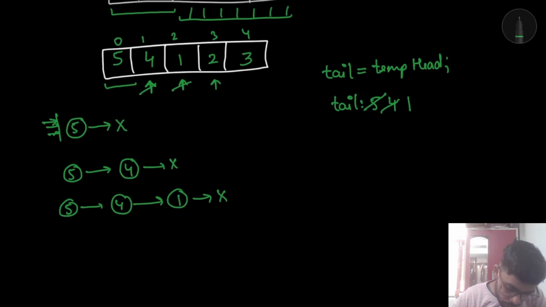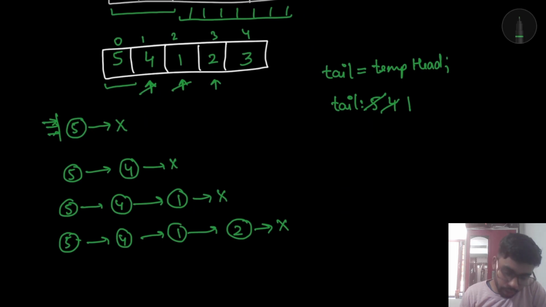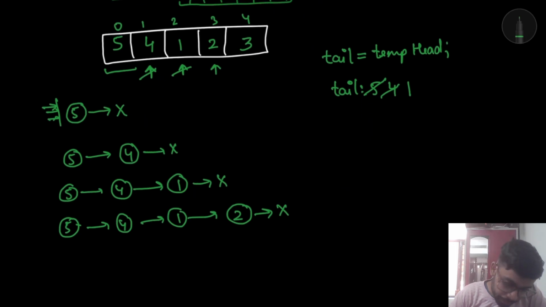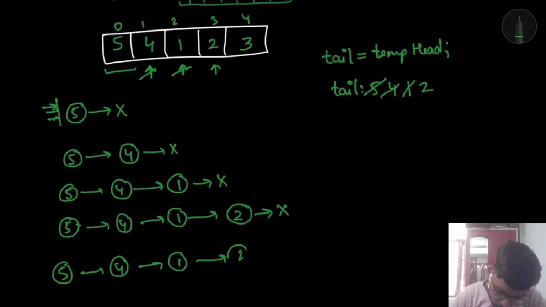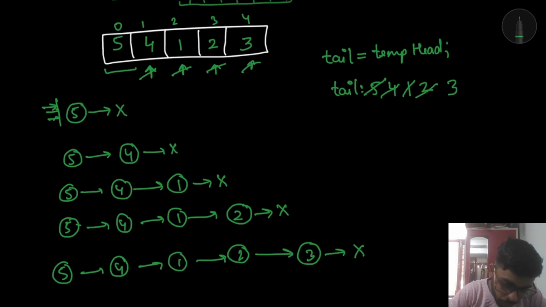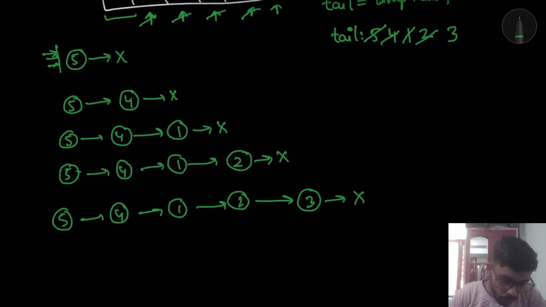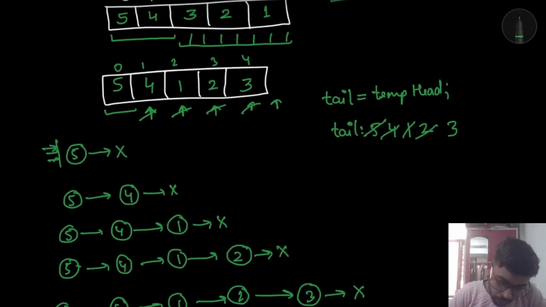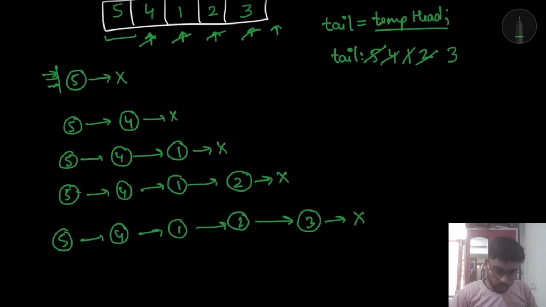Then the next element, so the next element will be 4, 1, this will be 2, and 2's next will be null, and the tail will be updated to 2. Now 5, 4, 1, 2, and then the new element is 3. 3's next will be null, and the tail will be updated to 3, but the array is exhausted, and we have stored the head into the temp head, so we will return the temp head. So this is the actual working.